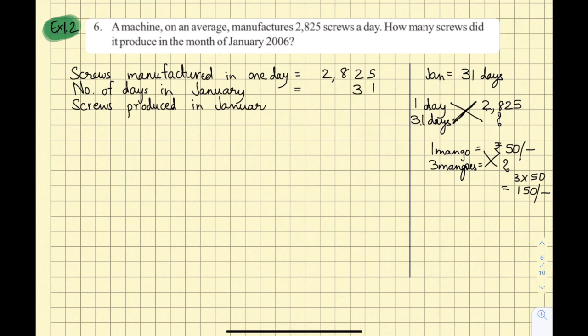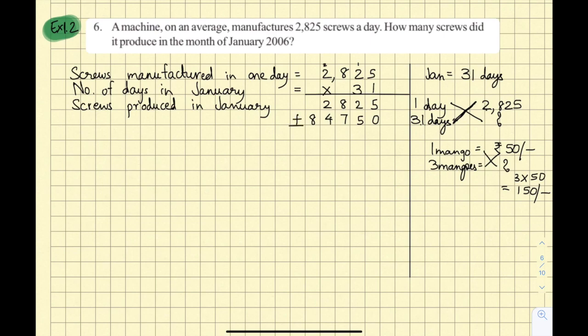Screws produced in January, for that we are going to do multiplication. So we write it like this and we start solving. So first we multiply by 1: 1 5 is 5, 1 2 is 2, 1 8 is 8 and 1 2 is 2. Then 3 is in the tens place, so we add a 0 for the tens place. 3 5 is 15, carry 1. 3 2 is 6 plus 1, 7. 3 8 is 24, carry 2. And 3 2 is 6 plus 2, 8.